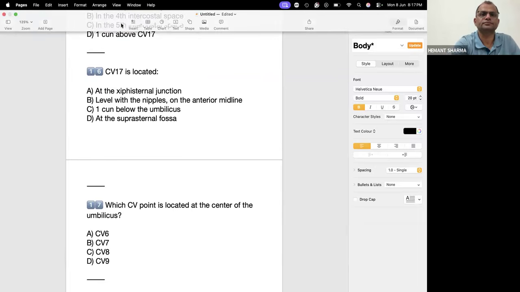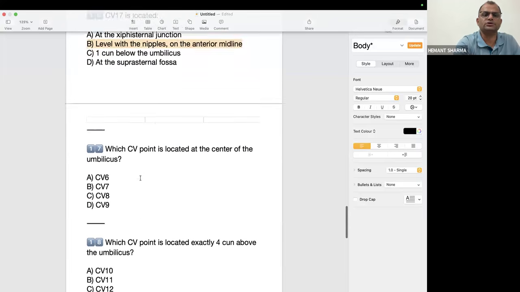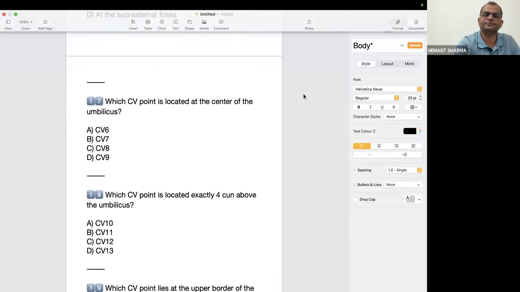Level with the nipples on the anterior midline. So CV17 is located at the level of the nipples on the anterior midline. Question number 17: which CV point is located at the center of the umbilicus?